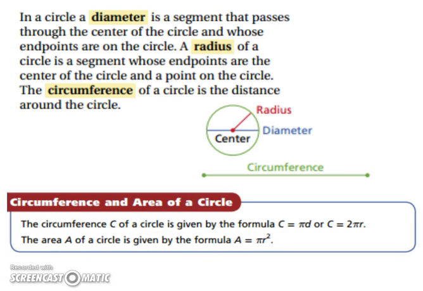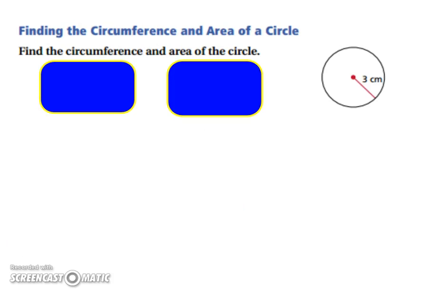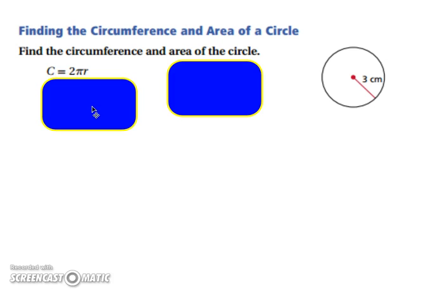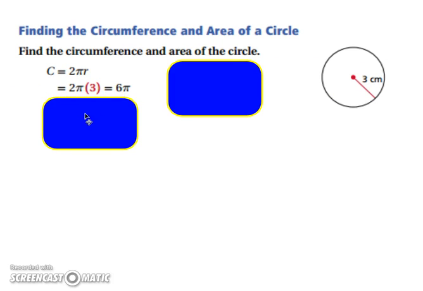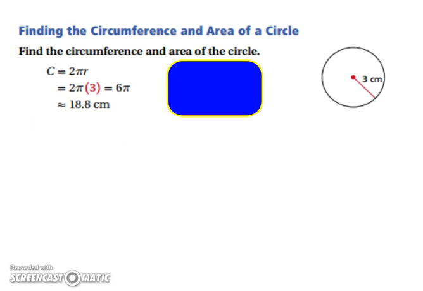Let's try an example. Find the circumference and area of the circle. Well, the formula for the circumference of a circle, you can either use as 2 pi r or pi times diameter. In this case, you're given the r, so it's probably easier just to use 2 pi r. And then substitute 3 in. 2 times 3 is 6, so we have 6 pi, which is about 18.8 centimeters.